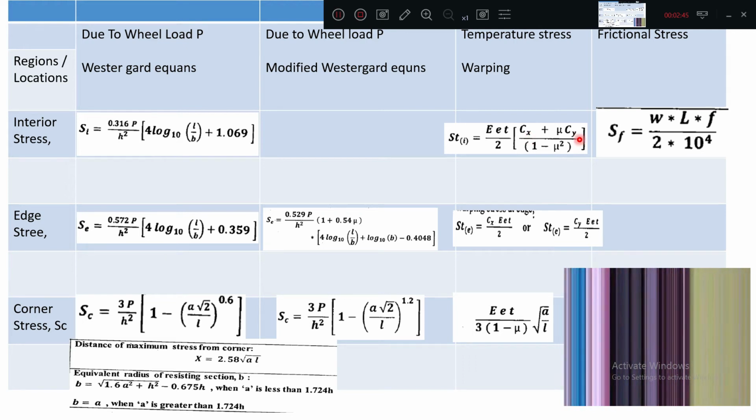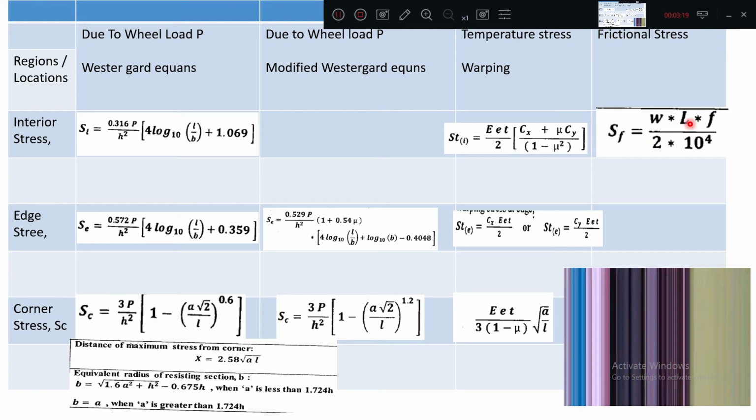Cx, Cy are called Bradbury coefficients or thermal coefficients, temperature coefficients, which have to be taken from the graph. Cx is obtained and Cy is obtained using the formula Lx by L. Okay, we will see that one. Okay, three are temperature stresses: interior, edge, corner. Okay, try to understand. Very important. All the charts are given.